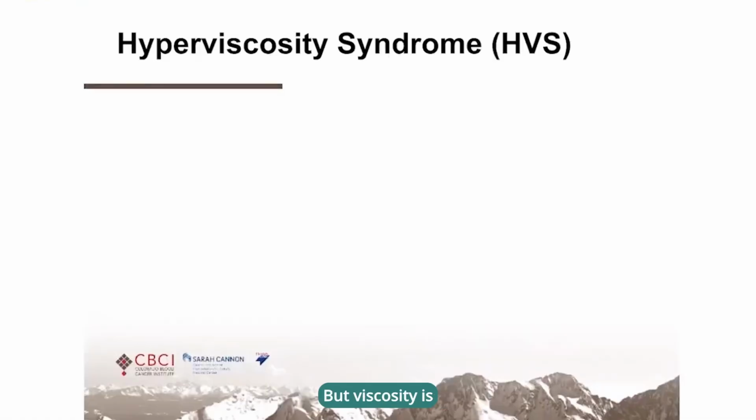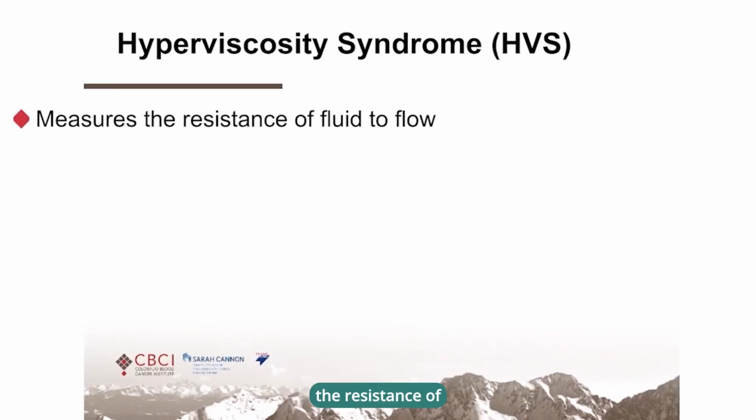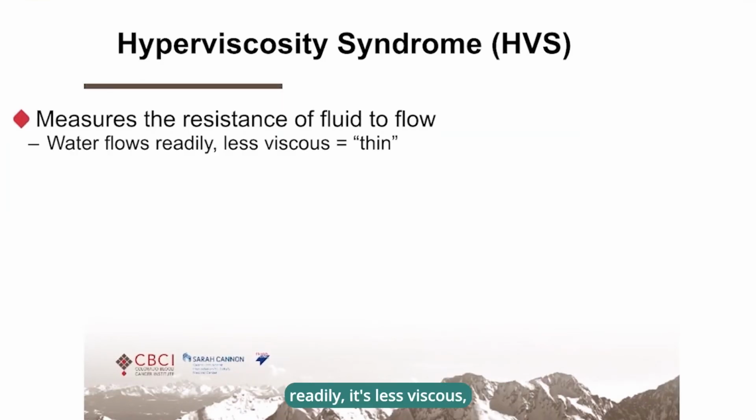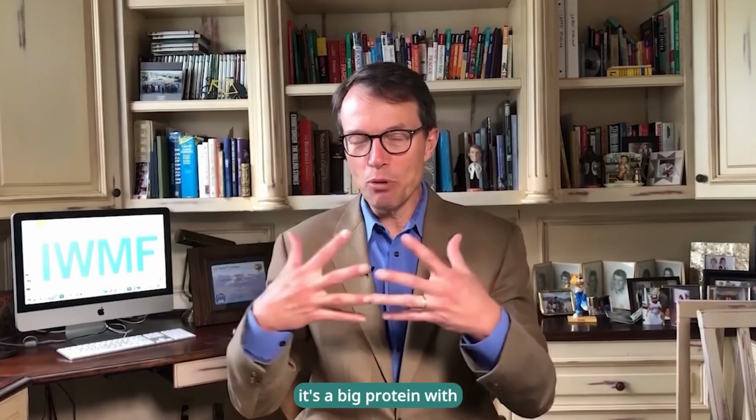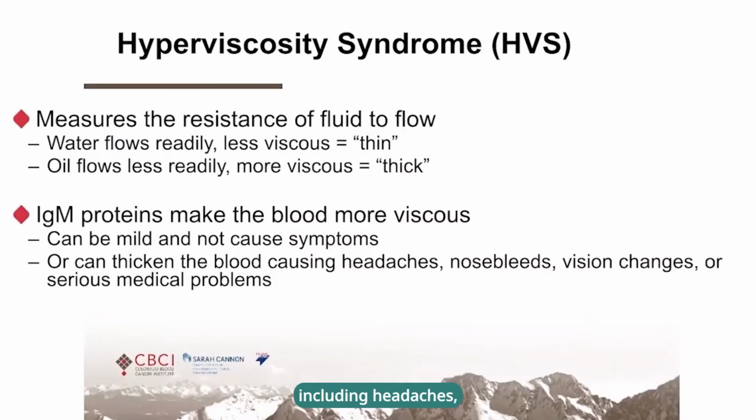But viscosity is basically a measure of the resistance of a fluid when it's flowing. Water flows readily, it's less viscous, we call that thin. An oil, for example, flows less readily, it's more viscous, we call that thick. And these IgM proteins, remember, it's a big protein with 5 antibodies all together. And if you get a lot of that in your serum or in your blood, you can make the blood thick, and it can flow like oil through your veins instead of like water through your veins. And that can cause a number of symptoms, including headaches, visual problems, or nosebleeds.